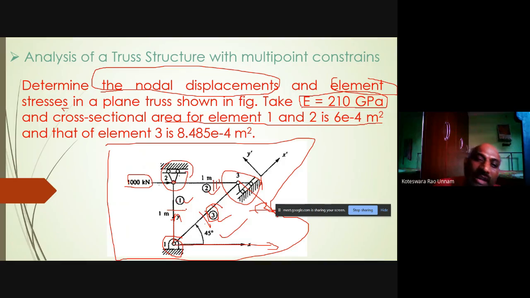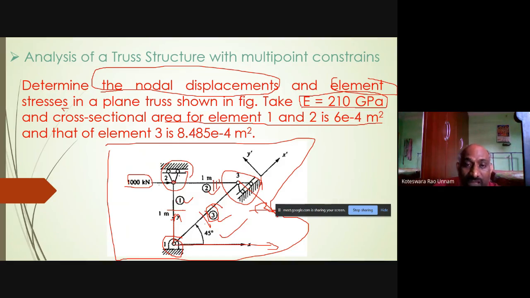Now, to solve the problem, first we need to create the FE model. The FE model consists of nodes and elements. That means here I have 3 nodes and 3 elements. So the first step is to create the 3 nodes. Then I have to create the 3 elements using these 3 nodes.